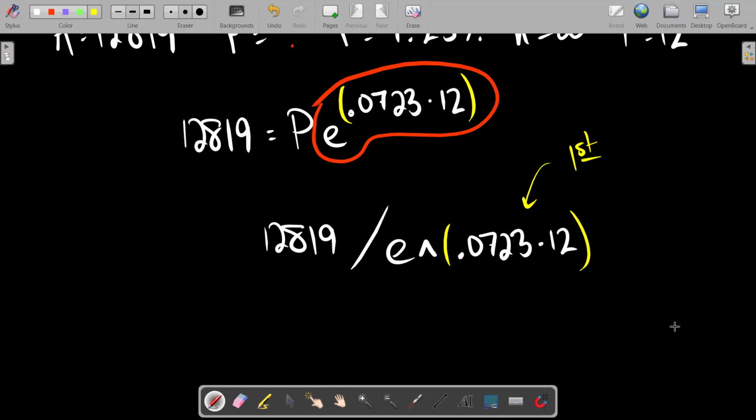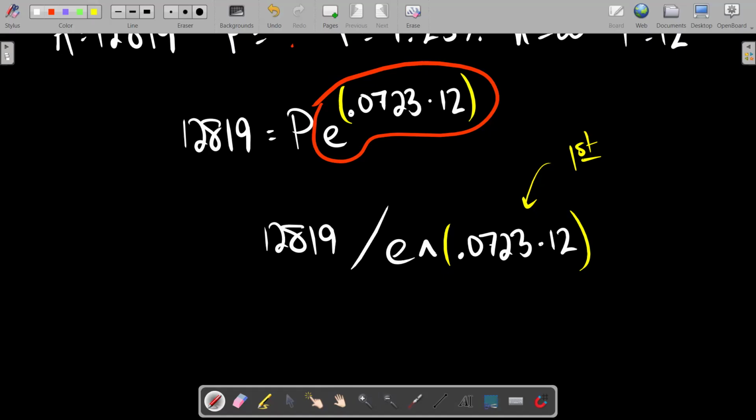Clear? All right, so let's practice. Let's type that in and then I'm done. So 12,819 divided by e to the power of, like mine doesn't give me parentheses when I do e to the power of. I don't know if yours does, like a TI-30. It doesn't. If it does, great. If it doesn't, add it in. And then in those parentheses, I'm going to type in my 0.0723 times 12. I'm going to close those parentheses down.